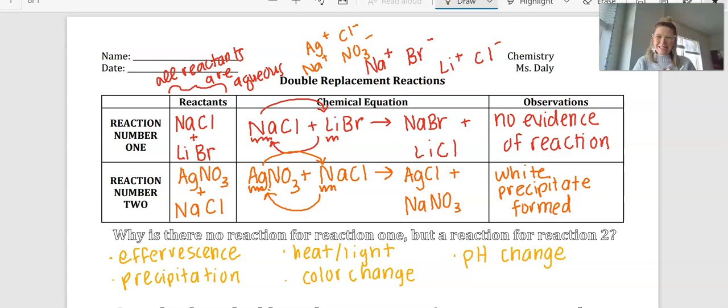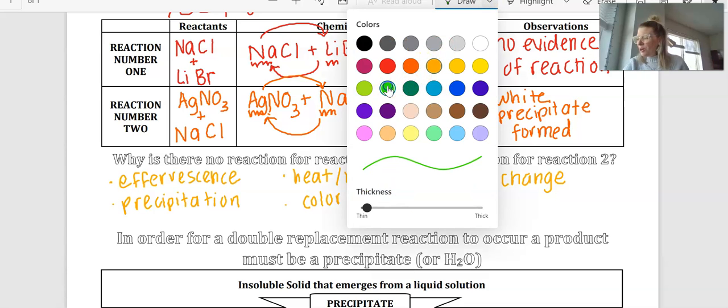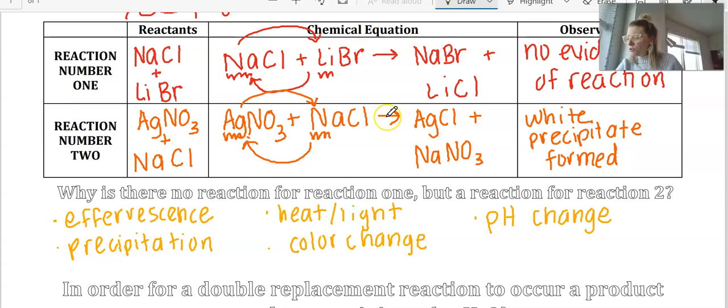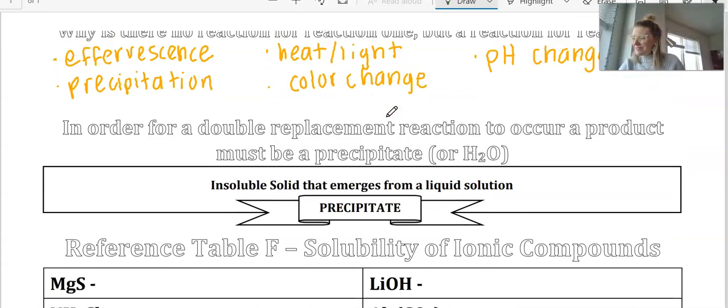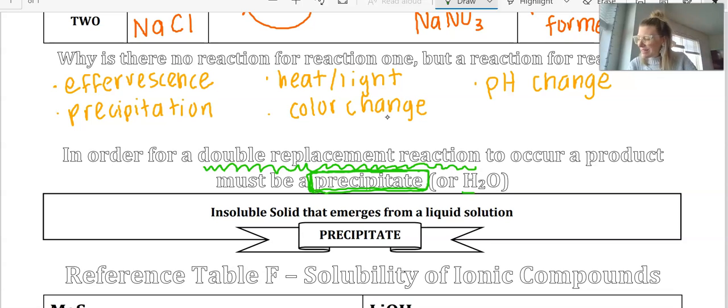And it will come into play in today's lesson, and we'll talk about that as we get to it. So in order for a double replacement reaction to occur, there is something that must be true of our reaction. A product must be a precipitate. So one of our two products created must be a precipitate, or, I put in parentheses, H2O. If H2O is a product, then that will also result in a successful double replacement reaction.